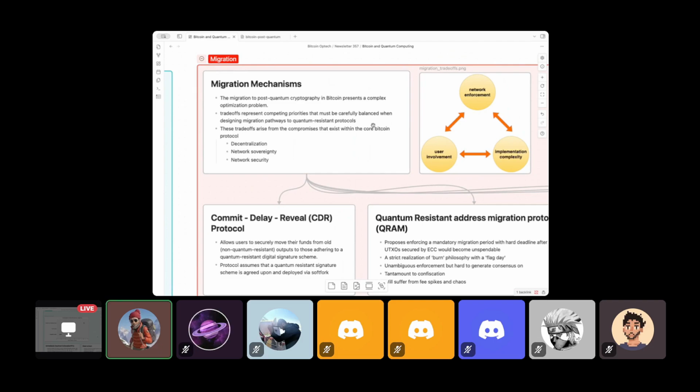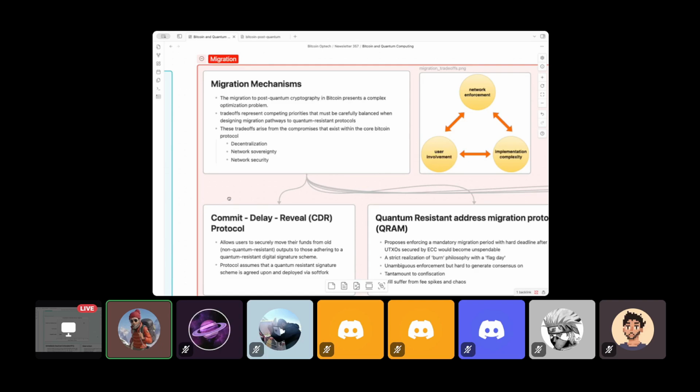So where do these trade-offs occur? These trade-offs occur from Bitcoin's inherent trade-off itself, which is that we always try to balance between decentralization, sovereignty, and security. So these three trade-offs in migration arise from the fundamental trade-off that exists in the Bitcoin protocol itself.